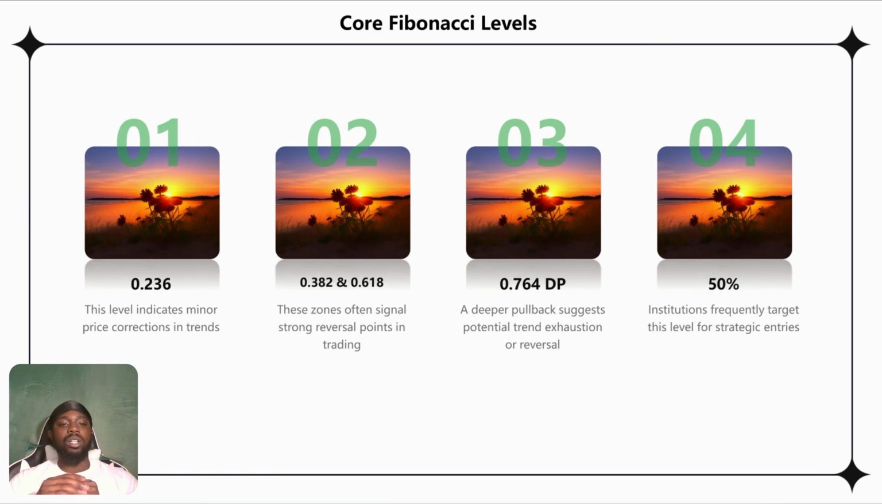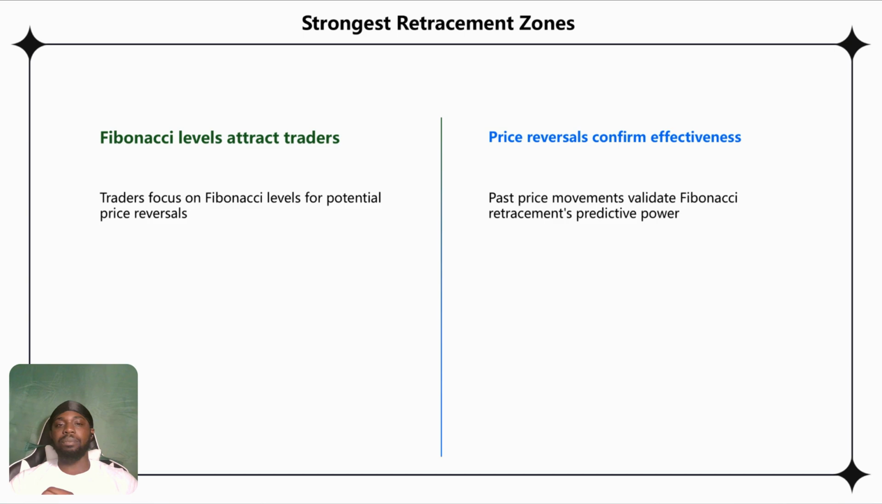So we have also the 50%. Institutions frequently target this level for strategic entries. So the 50% is definitely something that is institutionalized. A lot of institutions use it in order to get a discount on price. And these are the core Fibonacci levels that are not only on my charts, but are used worldwide in order to get a discount on price.